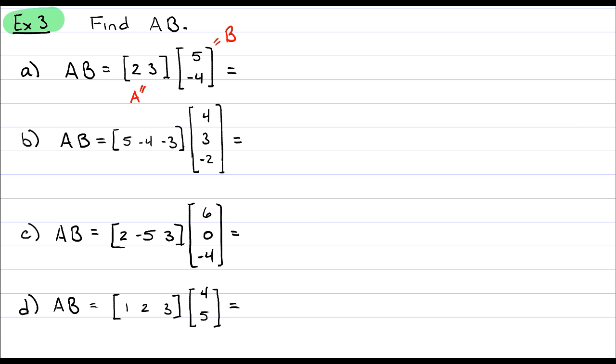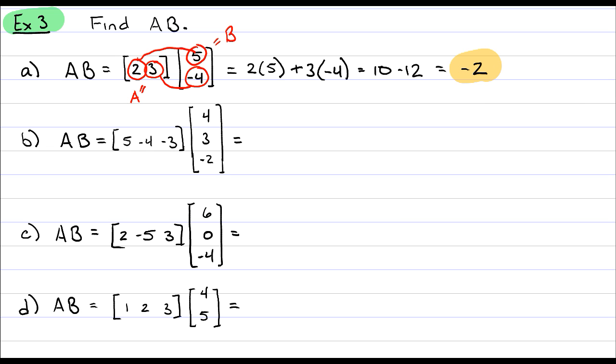Now to do that, I take the first entry in A and multiply it by the first entry in B. So I get 2 times 5, and then I add to that the product of the second entries. I take the second entry in A and multiply it by the second entry in B. So I add to this 3 times minus 4. This of course turns out to be 10 minus 12, or minus 2. So when I multiply a row and a column, I actually just get a single number. In this case, minus 2.